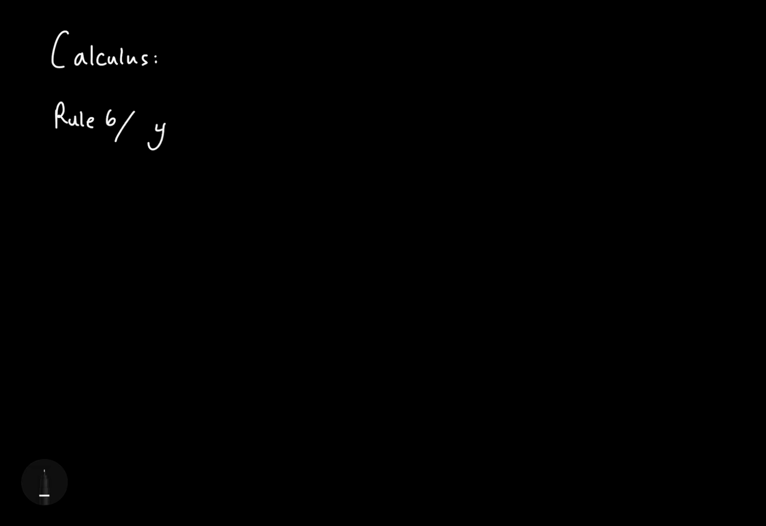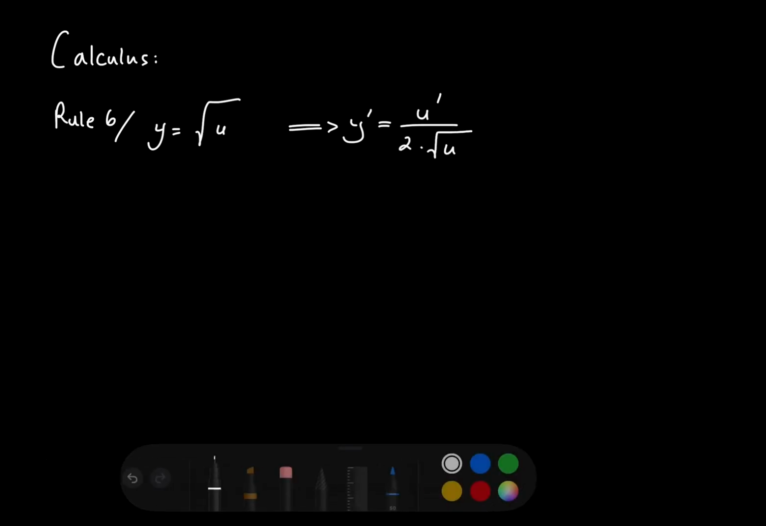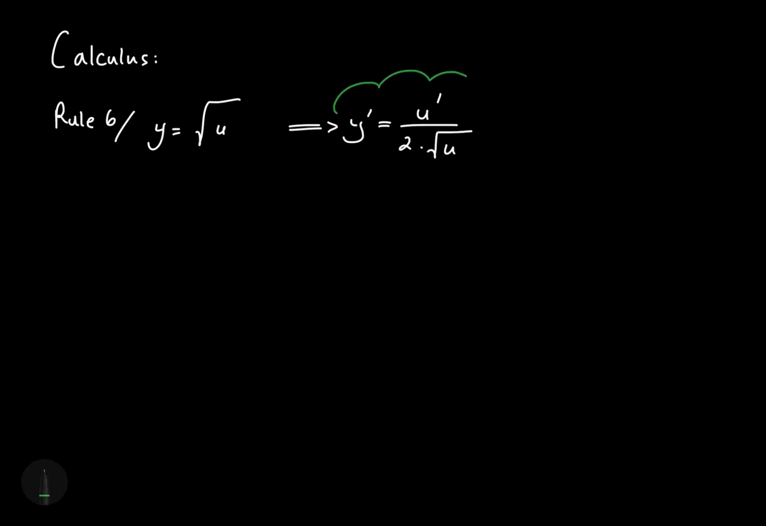If you're taking the square root of a function u, then in order to find the derivative of this square root, you can simply say y prime is equal to u prime, basically the derivative of that function, divided by 2 times radical u. So basically that is the derivation of such a problem.